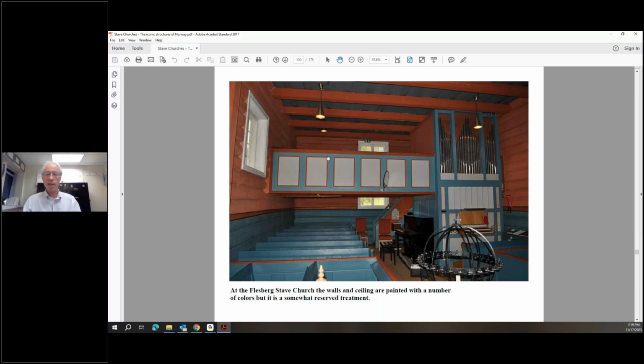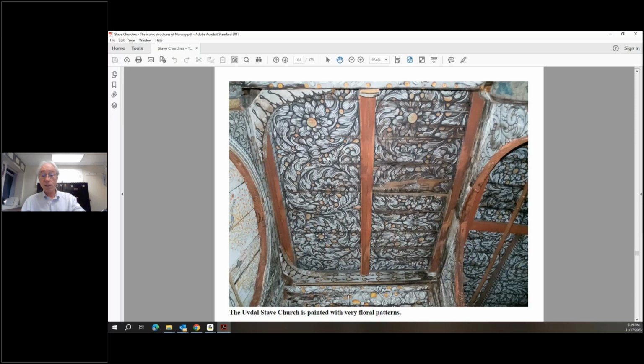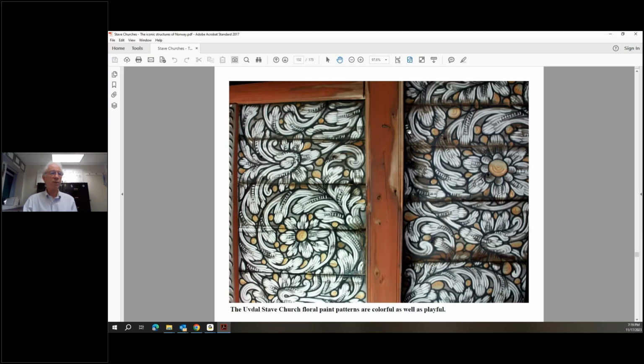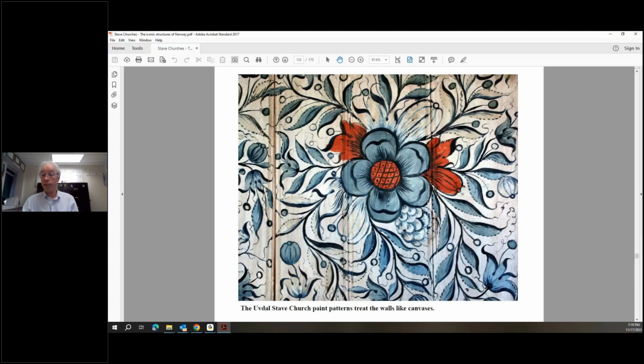And here, just as comparison, this was Uvdal that we saw just a little while ago. Very floral, very colorful, very playful. This is not so playful, very respectful. So those floral patterns, beautiful, colorful. These walls have been treated like a canvas.